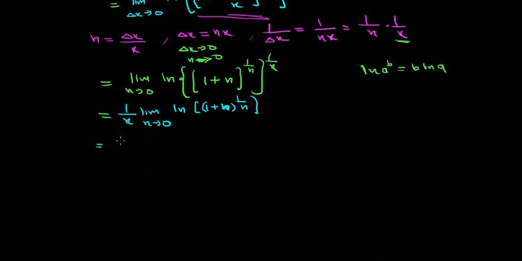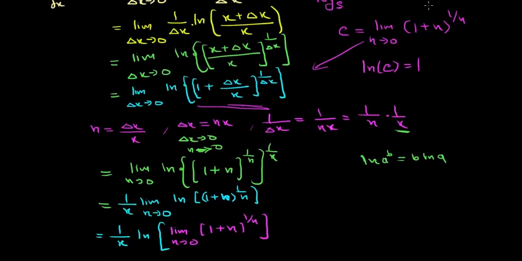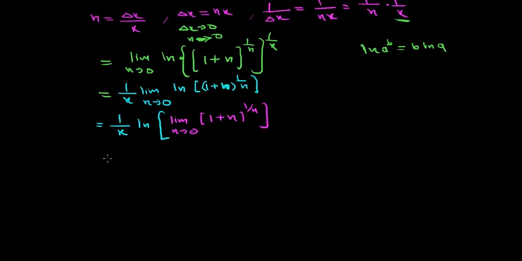Let me do this in another way so you can understand it better. I will write 1 upon x ln, and inside I'll use another marker, limit n approaches 0 of (1 plus n) raised to the power 1 upon n. So we get this thing. This is one and the same thing. So we get 1 upon x ln e inside.